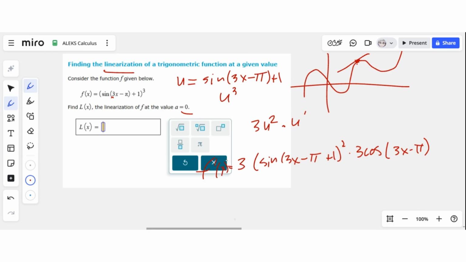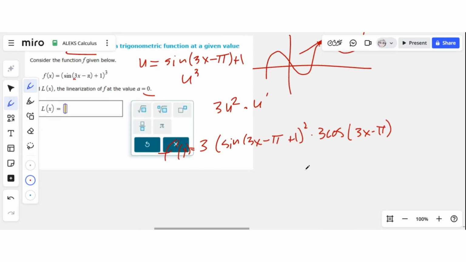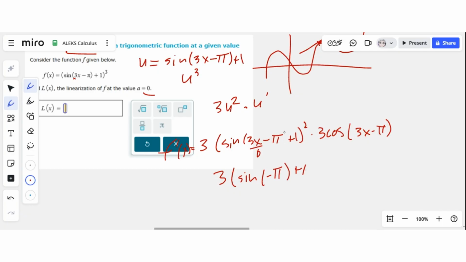And we're going to use this to find the slope at 0. I'm glad it's 0 because this is going to be fairly easy to calculate. So if I put in a 0 here, let's write the whole thing out. 3 times 0 is 0. So this is just the sine of negative pi plus 1, quantity squared. And then this also is a 0. So this is just 3 times the cosine of negative pi.